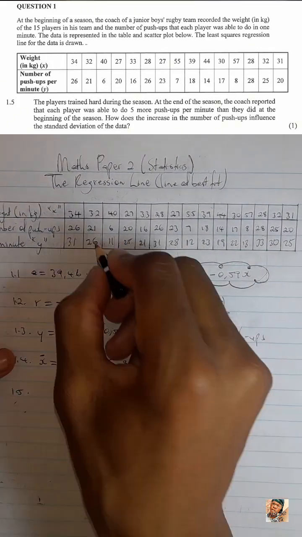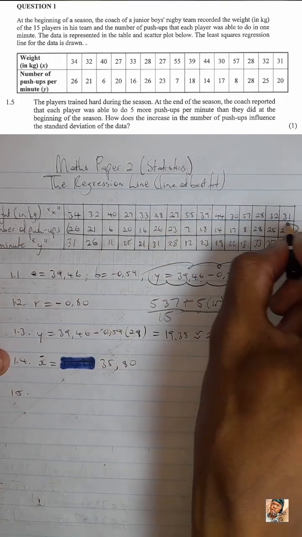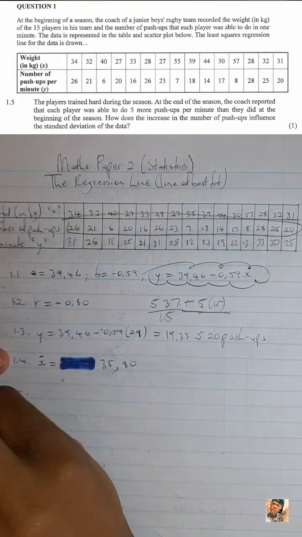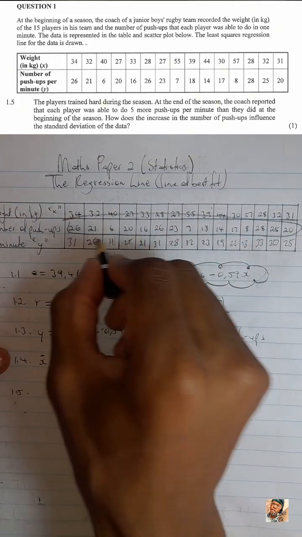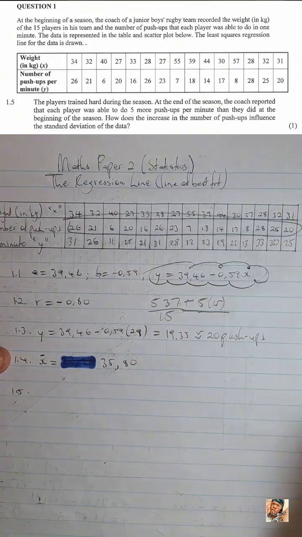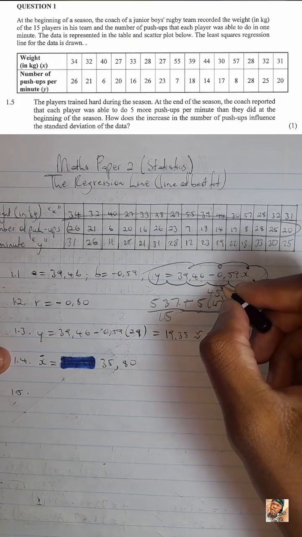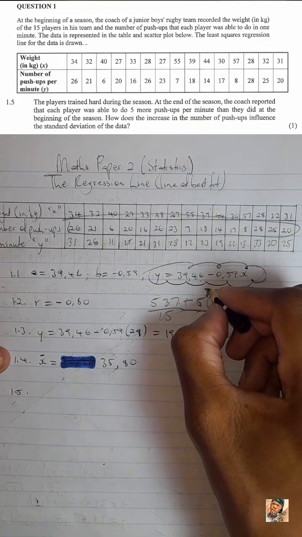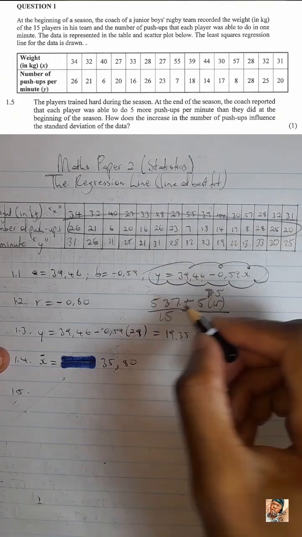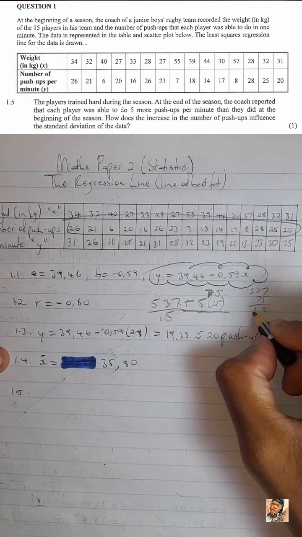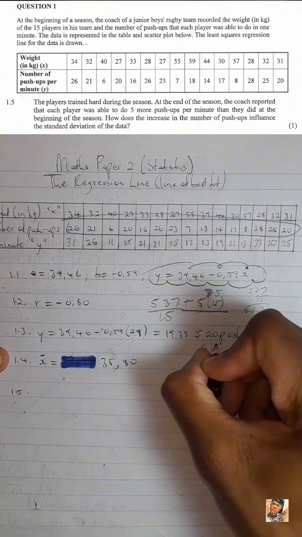So we're going to say these numbers that you see here make a sum of 537. But if each player is able to do 5 more push-ups, we're going to have 5 plus 5 plus 5 plus 5, 15 times. So that is why I say 5 times 15, right? So 5 times 15 is 45. Is it 45? 75. Yeah, it is 75. So sorry, 5 times 15 is 75. Therefore, now the mean is going to be 537 plus 75, which is equal to 612. Therefore, now the mean is going to be 612 over 15.